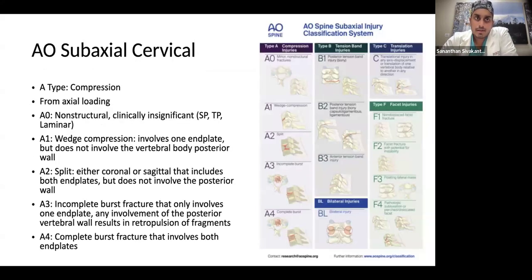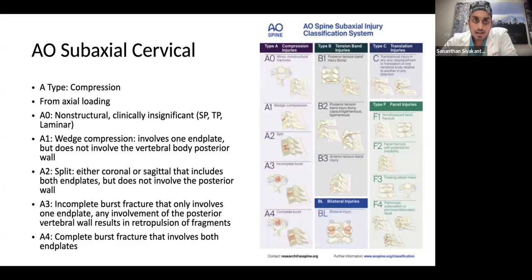Moving into the subaxial cervical spine, the AO classification groups these into 5 different groups. The compression type injuries are the type A group, and these are from axial loading type injuries. A0 are non-structural injuries: spinous process fractures, transverse process fractures, laminar fractures. These are non-destabilizing type injuries. A1 type fractures are wedge compression, and they usually involve just one end plate, but do not involve the vertebral body posterior wall.